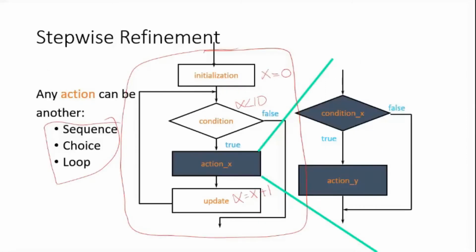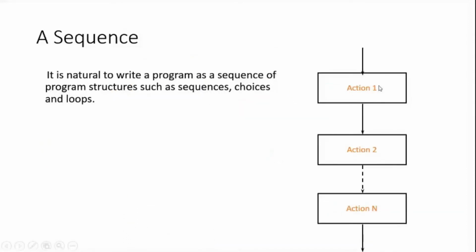So in the previous case, if we consider this initialization, and then after that whatever happens here, that is the condition checking, action x, and update. These three things together can be taken as another action. So this initialization is an action, then these three things together can be considered as another action, and if there is something further, that can also be considered as another action. That sort of continuous actions is known as a sequence. This is one of the important structures in programming.